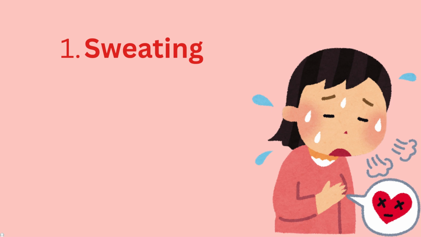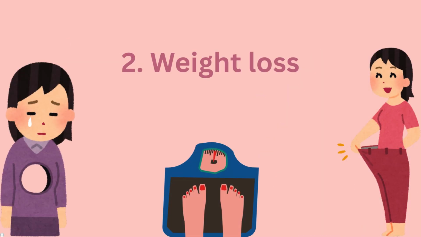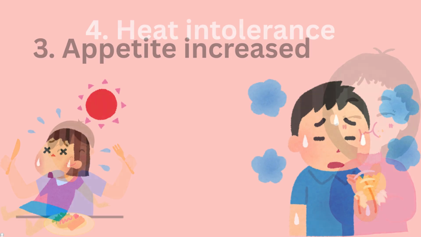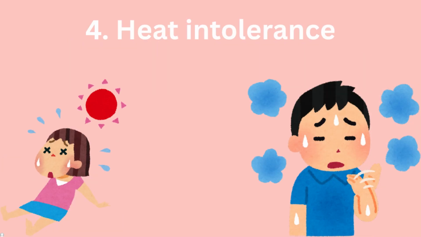The second symptom is the two letters WE, which stands for weight loss. Number 3, the two letters AT stands for appetite increased. Number 4, the two letters IN stands for heat intolerance. What do I mean by that? People with hyperthyroidism will feel hot at all times.